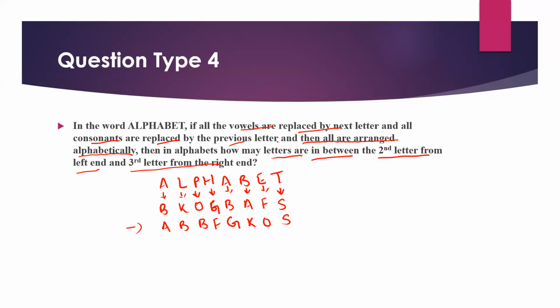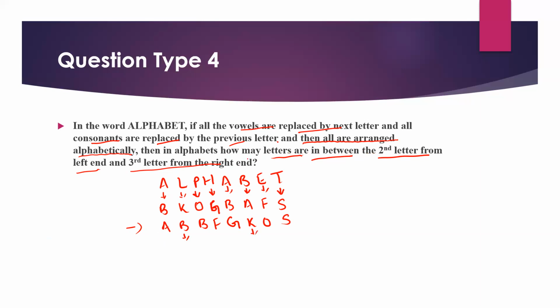Okay, now it is asking, in the alphabets from A to Z, how many letters are there in between the second letter from the left hand and the third letter from the right hand? So what is the second letter from the left hand? It is B. And what is the third letter from the right hand? First, second, and third. K is the third letter from the right hand, right?